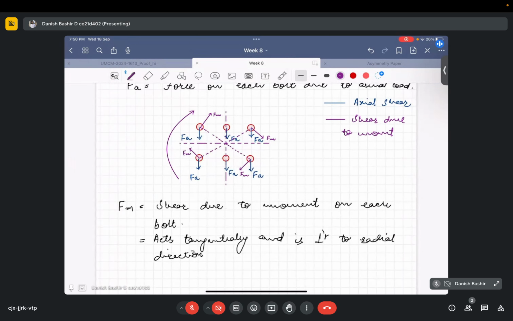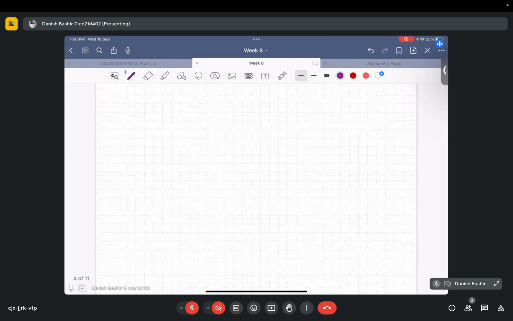So it acts perpendicular to the radial direction, and the sense of this force is in the direction of the moment. This shear force Fm is proportional to the radial distance from the center of the joint. Fm is directly proportional to R. This is assumed in the design process, so Fm is equal to Kr, where K is a constant.